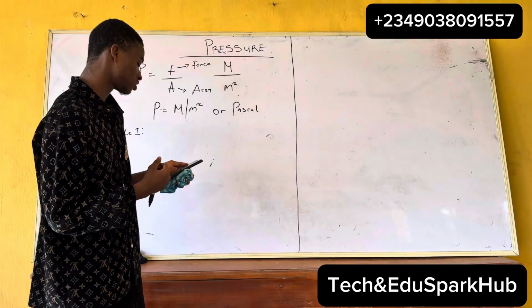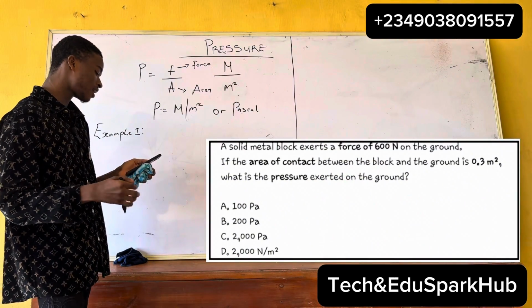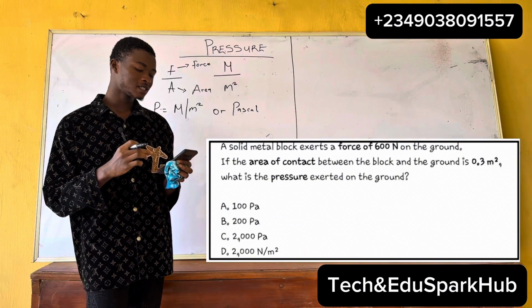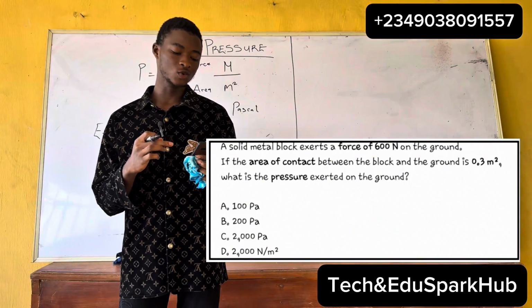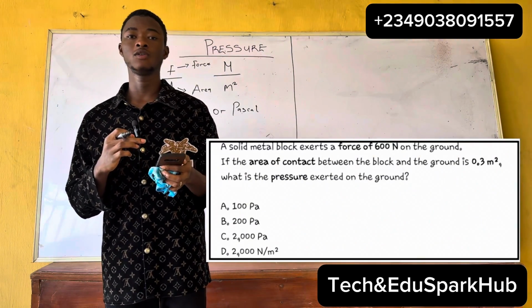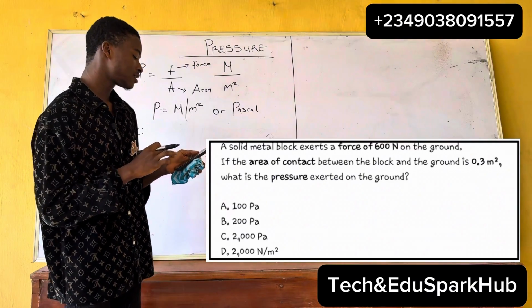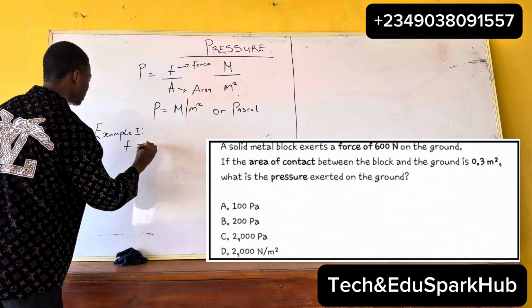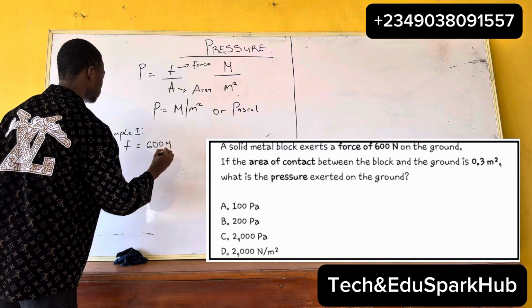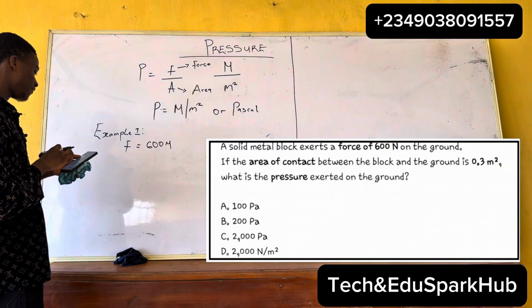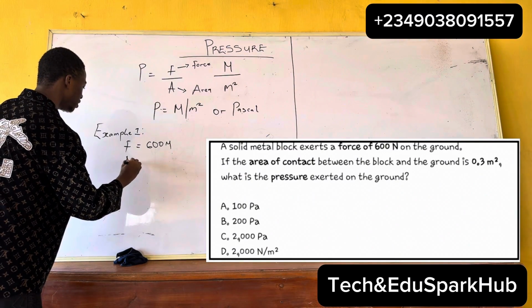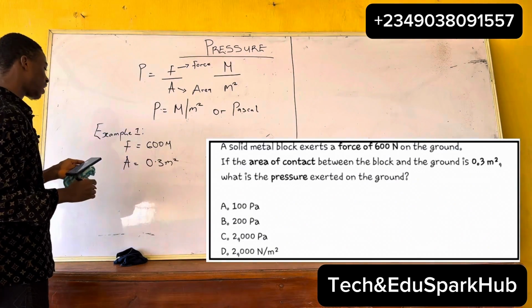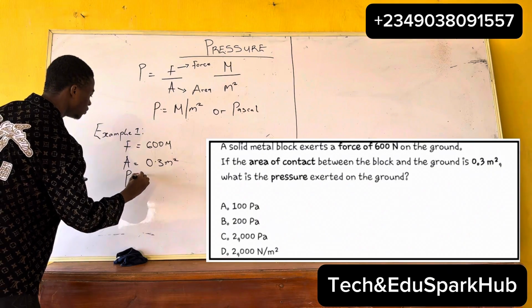Example 1 as projected on the screen. The question says a solid metal exerts a force of 600 Newton on the ground. If the area of contact between the block and the ground is 0.3 meters square, what is the pressure exerted on the ground? From this question, you can see we have the force given. The force, F, is given as 600 Newton. We also have the area, A, given as 0.3 meters square. And they ask us to calculate the pressure, P.